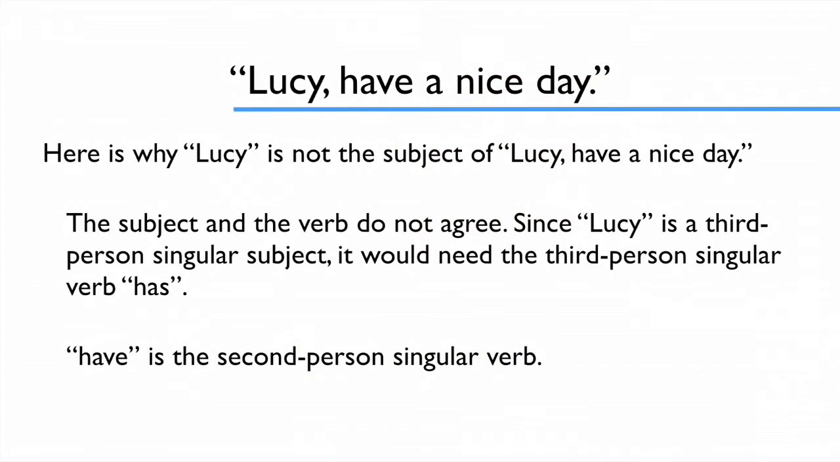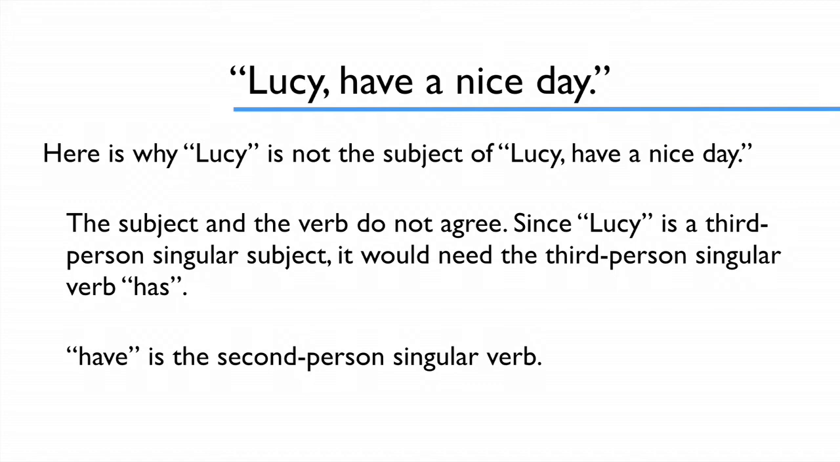And every year, students have a hard time with this, especially when I have the person's name, like Doug, comma, clean your room. They want to say it's Doug, because the person I'm talking to has the name Doug, but the subject is still you. Here's one way I can kind of prove that Doug, comma, is not the subject. So let's look at the example, Lucy, comma, have a nice day.